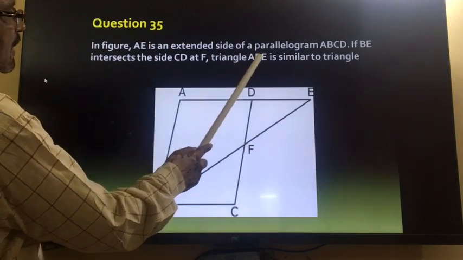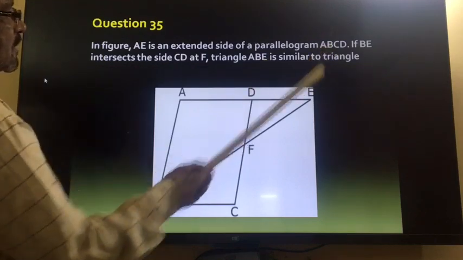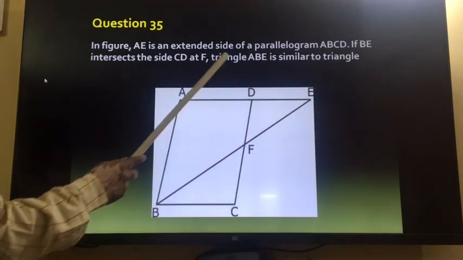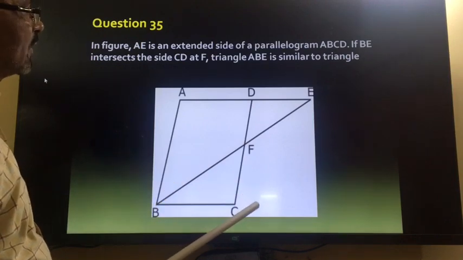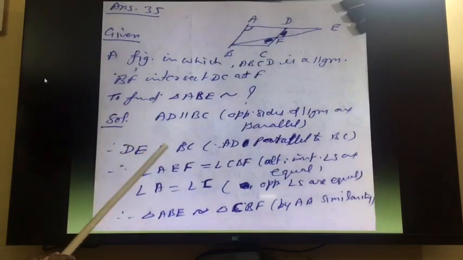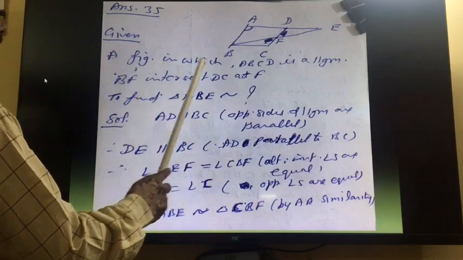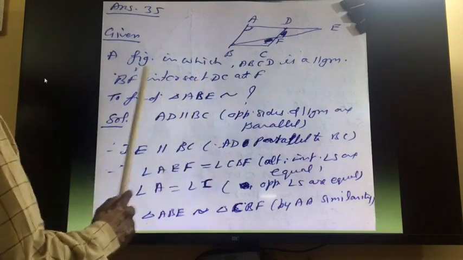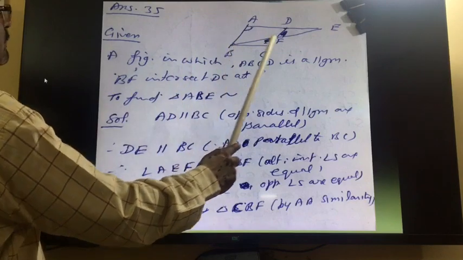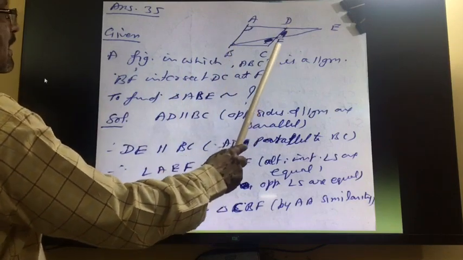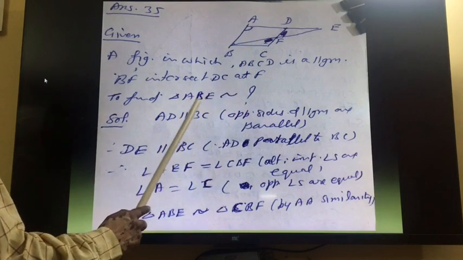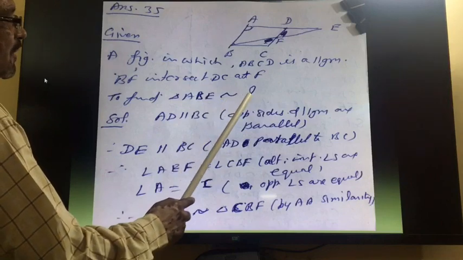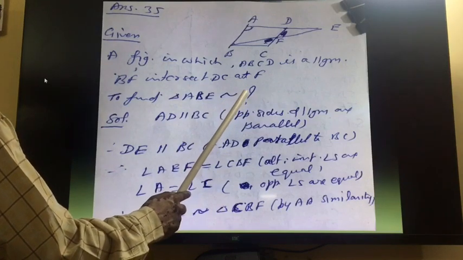Then triangle ABE is similar to which triangle? This we have to find out. So we have to see triangle A, B and E. This big triangle is similar to which triangle? This we have to find out. You see the method. What is given? Given is a figure in which ABCD is a parallelogram and BF intersects DC at F. So in this case, because we want to find out triangle ABE is similar to which triangle, we will take this triangle only.